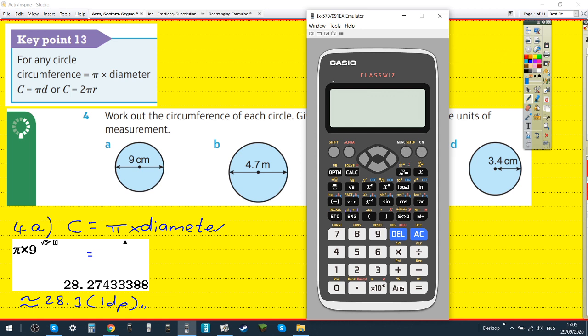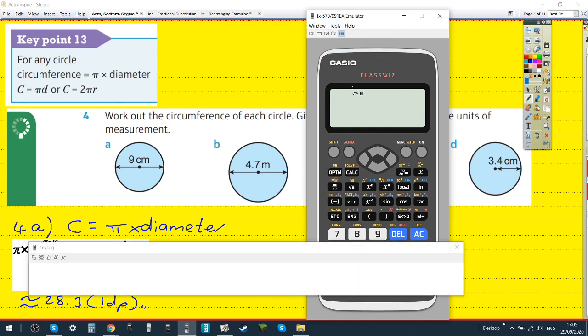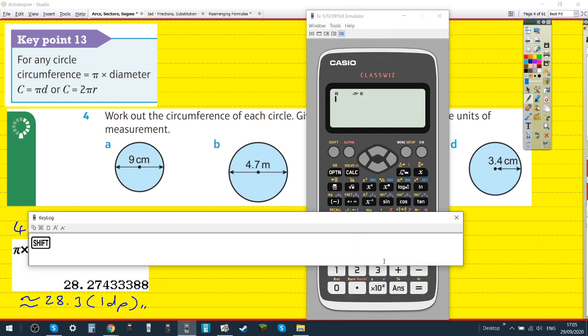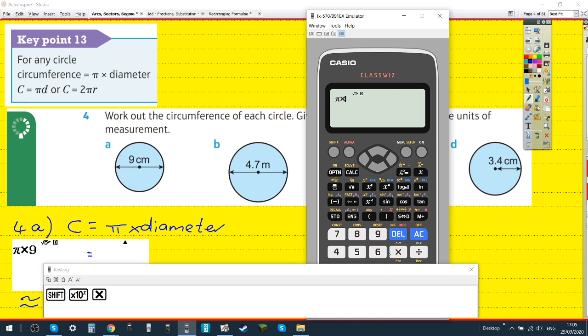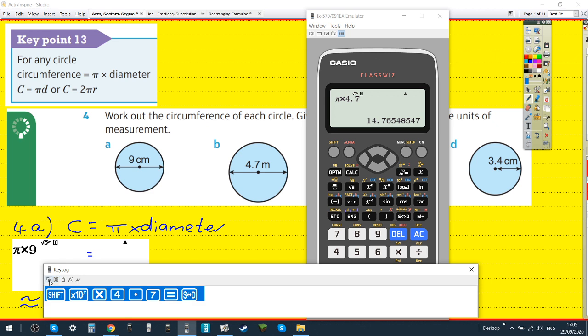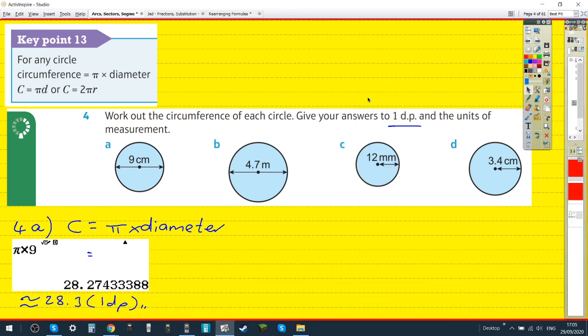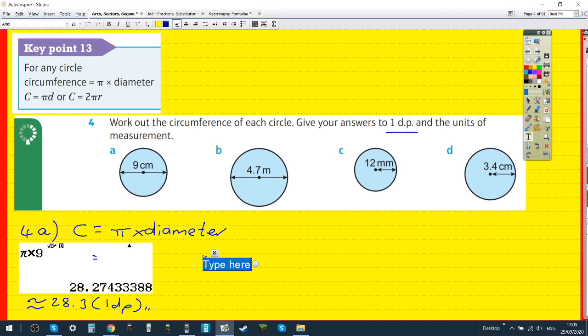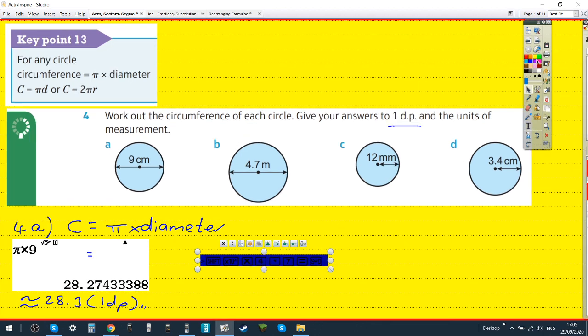Okay. So pi times 4.7. And to 1 decimal place, it is 14.7. 14 point almost. It's closer to something else. Oh, sorry. 14.8. Yeah. Okay, question C.